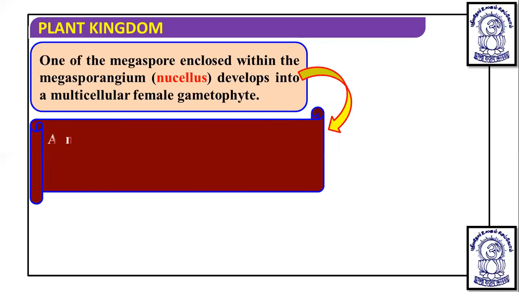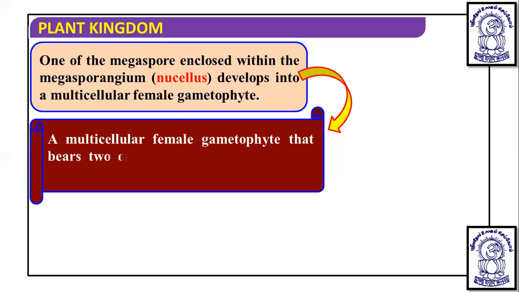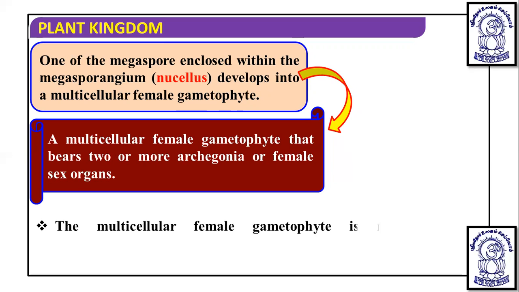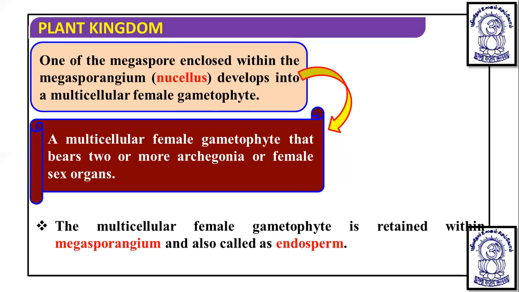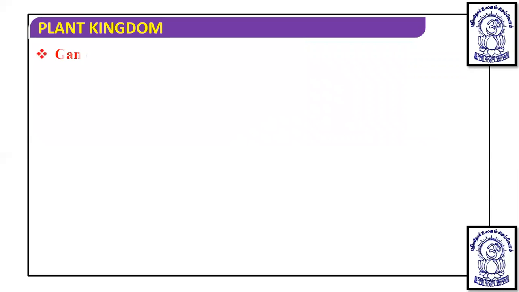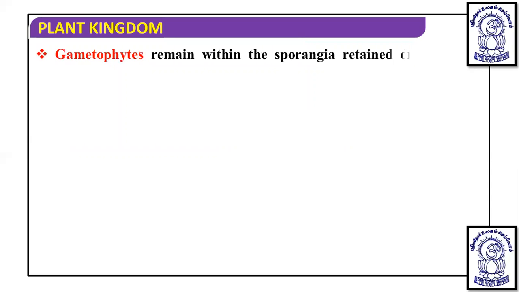And this female gametophyte, which we have discussed in the life cycle, is multicellular and bears two or more archegonia or female sex organs. That also we have discussed. The multicellular female gametophyte is retained within the megasporangium and is called the endosperm. So the female gametophyte is nothing but an endosperm which is haploid. Then it is known that gametophytes remain within the sporangium, meaning gametophytes are developed on the parent sporophyte within the sporangium.